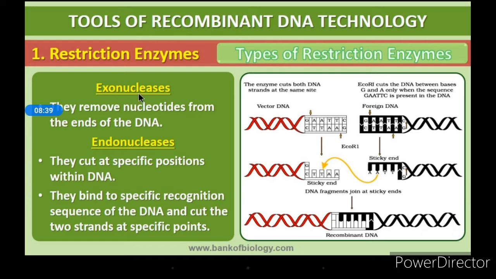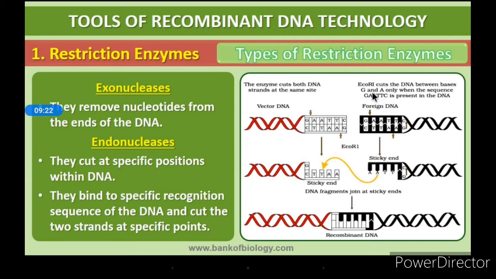That means exonuclease cuts from the end part, an end nucleotide, and endonuclease cuts within the DNA. They bind to a specific recognition sequence of the DNA and cut the two strands at specific points. So simply, exonucleases remove nucleotides from the ends of DNA, and endonucleases remove nucleotides from specific positions within the DNA. This is end, this is within. Exo, endo. Okay. So here you can see the enzyme cuts both DNA strands at the same site, that means both the vector as well as the foreign DNA.